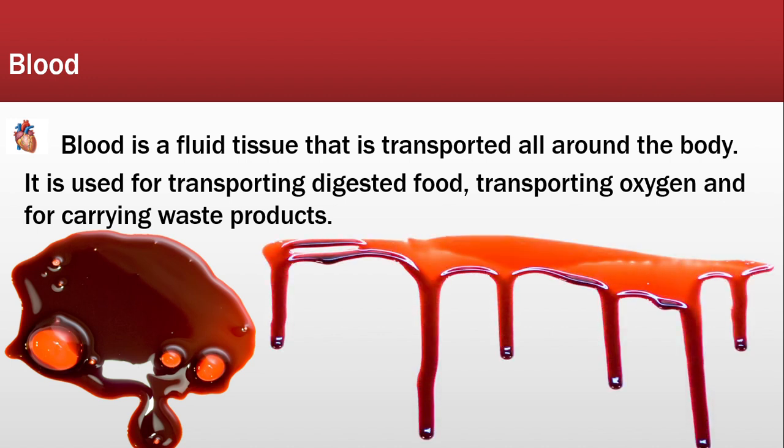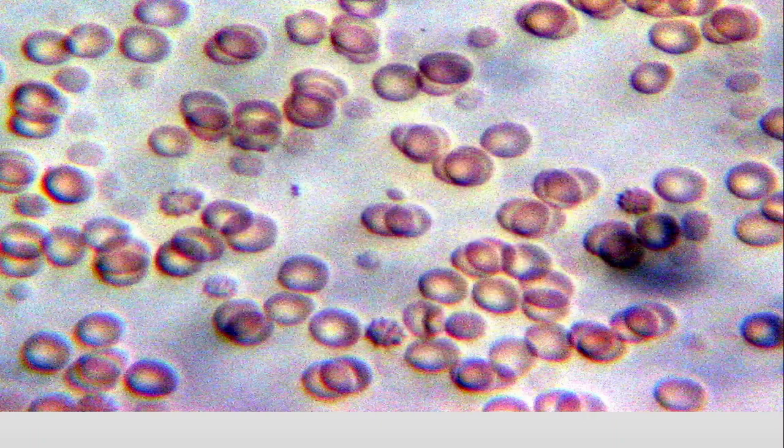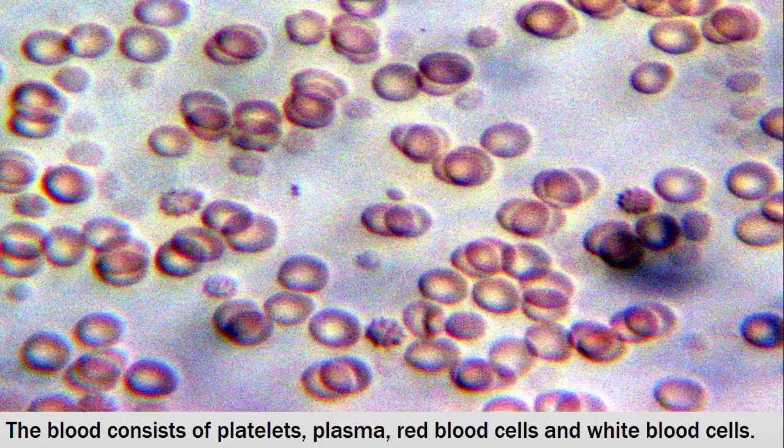So you can see two pictures of blood. Okay, the blood consists of platelets, plasma, red blood cells and white blood cells. So the blood is a mixture of platelets, plasma, red blood cells and white blood cells. That's why it is stronger.